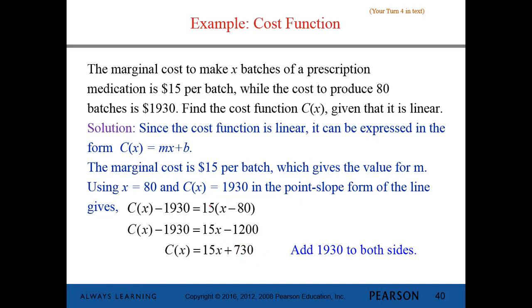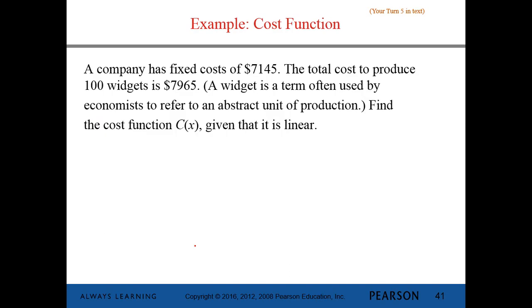Okay. So you distribute the 15x plus minus 1200. There's our 1200 that we got. Okay. And then you're going to add the 1930 to both sides. And what is it going to mean? It's going to mean you're going to subtract the 1200 from the 1930 and you get the 730, which is what we got before. So this is our cost function per widget for widgets. In this case, prescriptions. Okay, now look at this one.